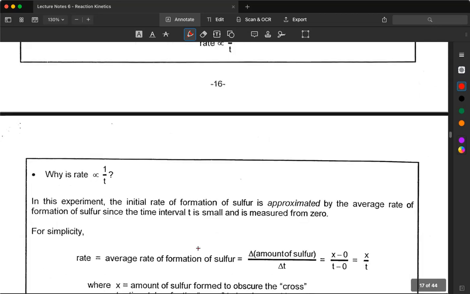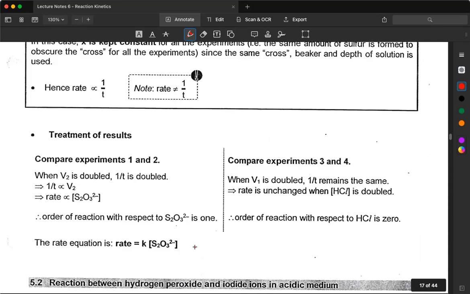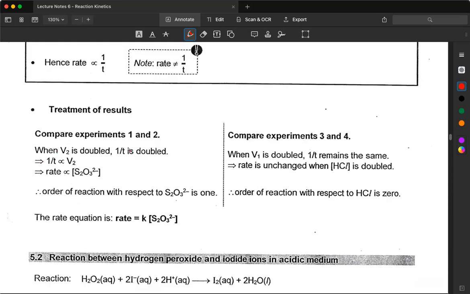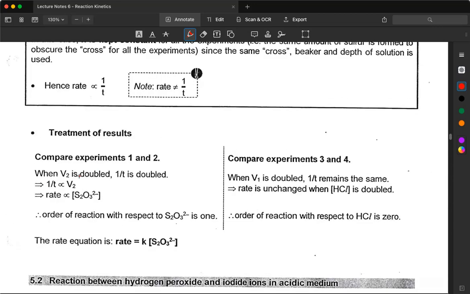So in this case, comparing experiment 1 and 2, when V2 doubles, 1 over T doubles, correct? So the rate is directly proportional to the concentration of the thiosulfate ions. In this case, it's by inspection. So the order of reaction is 1.